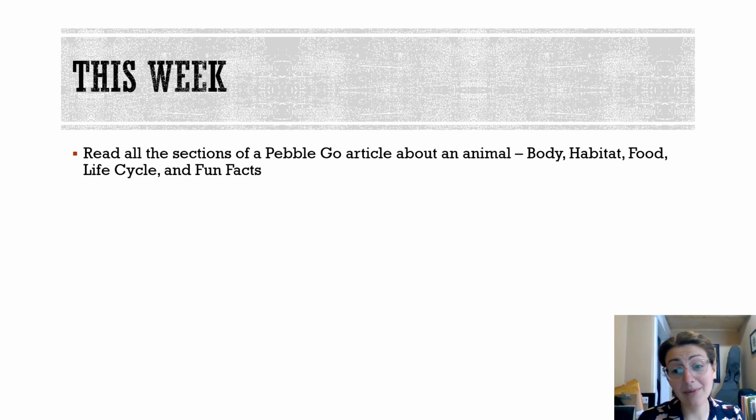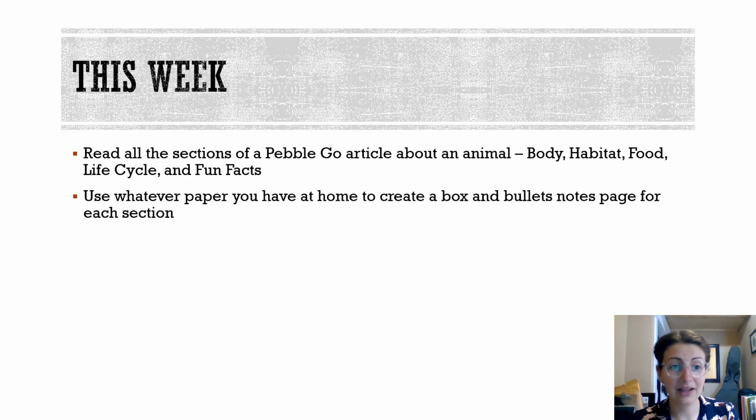So your job, third graders, this week is to read all of the sections of a Pebble Go article about an animal. It could be orangutans, or it could be another animal of your choice. And you'll read the sections on the body, habitat, food, life cycle, and fun facts. And then you'll use whatever paper you have at home to create a box and bullets note page for each section.